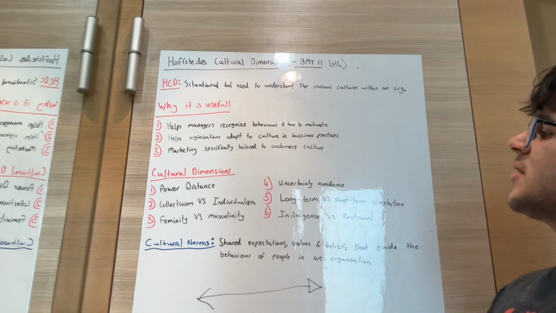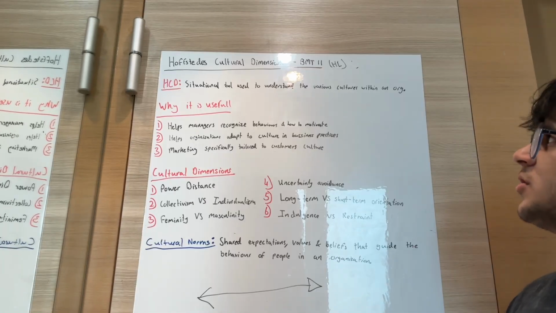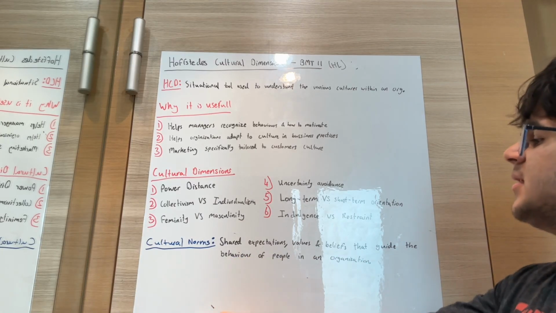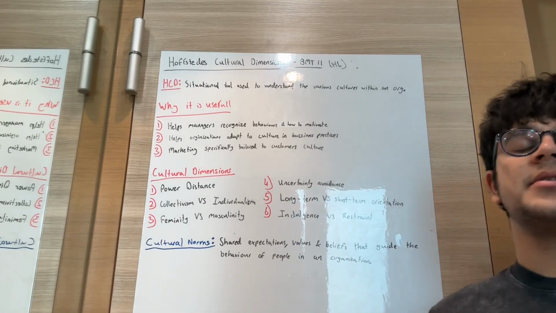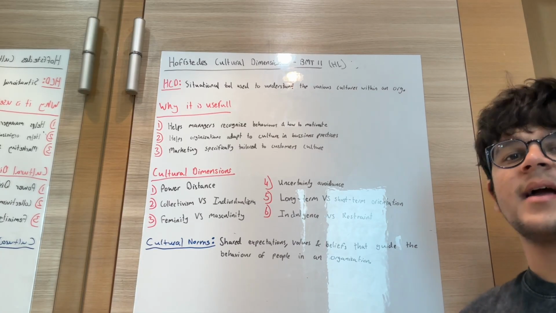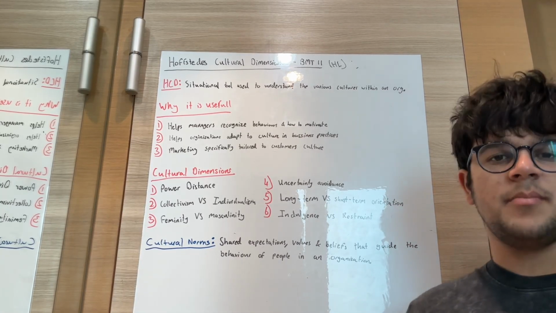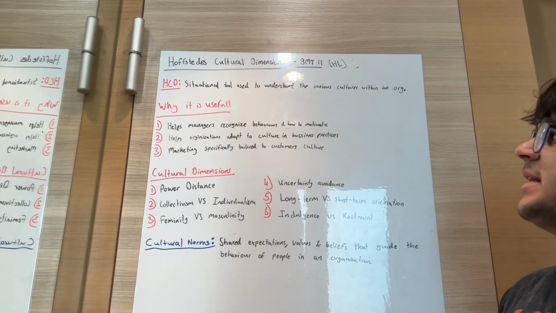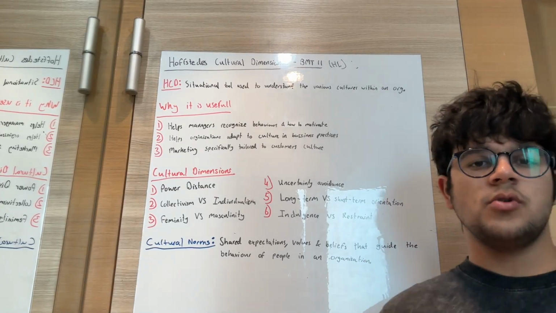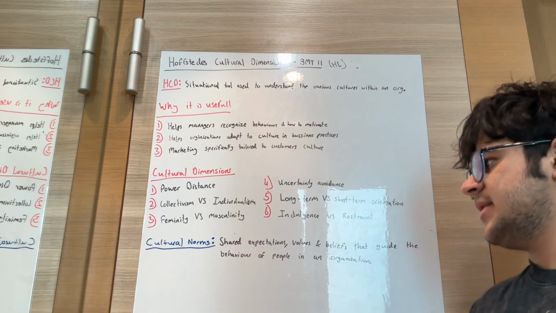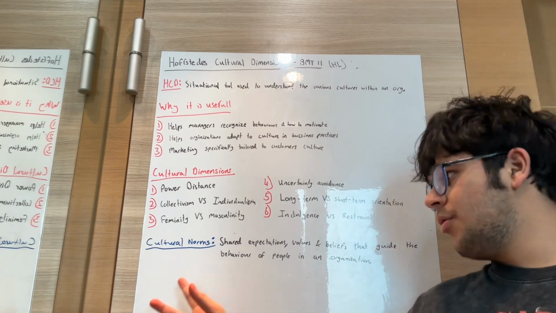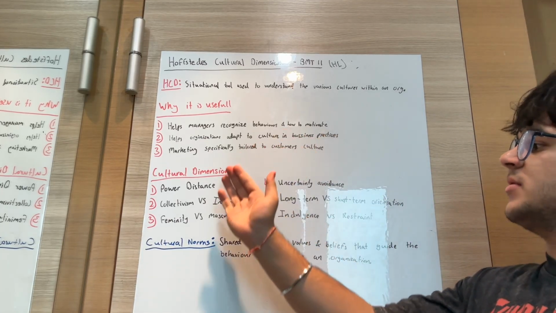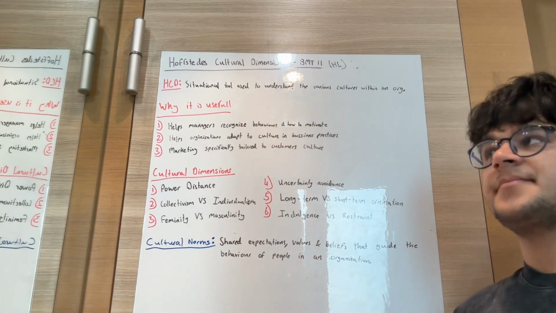And a key term to recognize when we look at Hofstede's cultural dimensions is what we call cultural norms, okay? This is basically the shared experiences, values, and beliefs that guide the behaviors of people within that organization. So, recap, it is useful for managers to recognize cultures, which is useful in a variety of ways. Recognizing these cultural norms within your business is essential, and it can be demonstrated through these six dimensions.